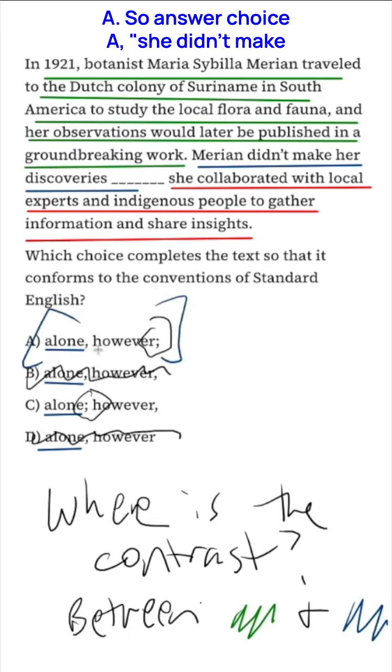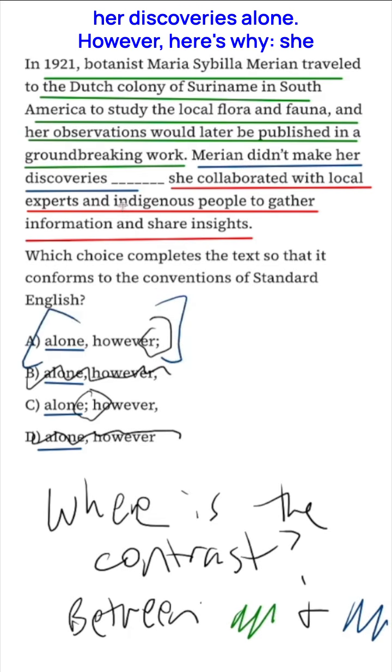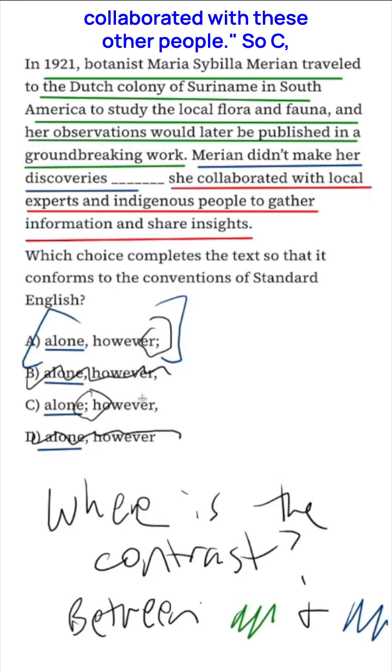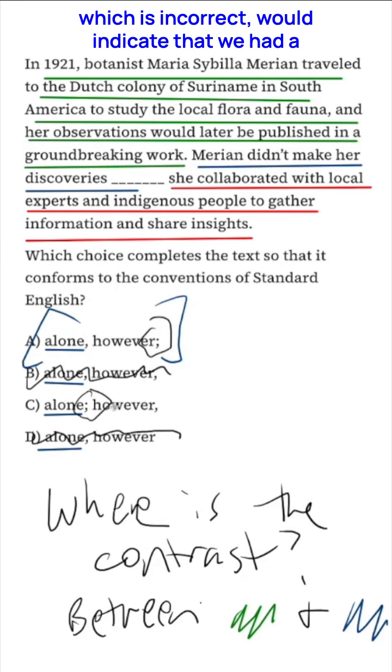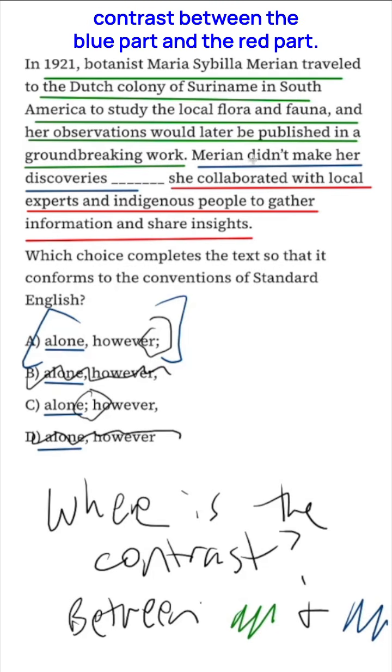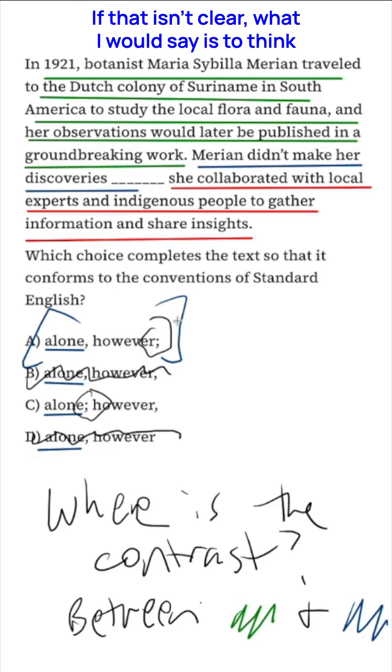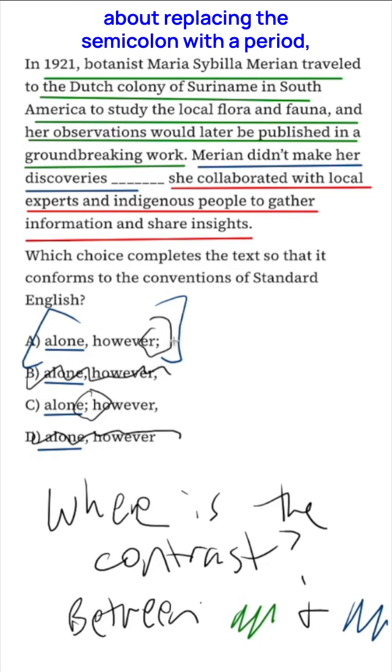So answer choice A: "She didn't make her discoveries alone, however." Here's why. She collaborated with these other people. So C, which is incorrect, would indicate that we had a contrast between the blue part and the red part. If that isn't clear, what I would say is to think about replacing the semicolon with a period, capitalize accordingly, and read it that way.